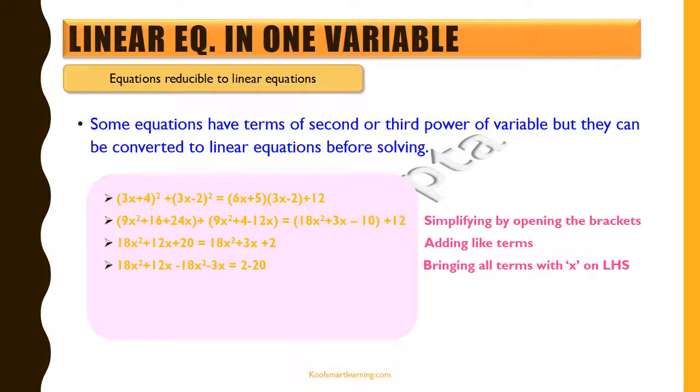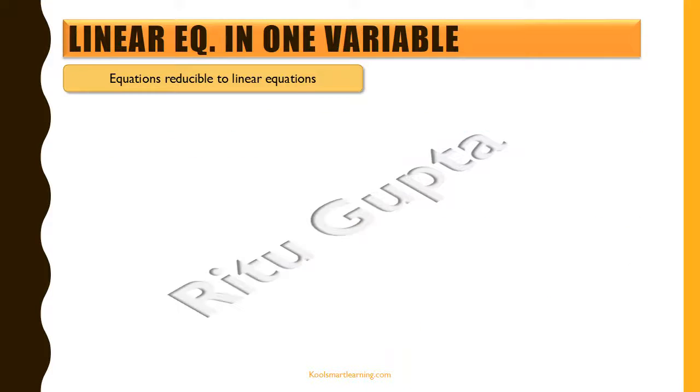Or you could simply say that we bring all the terms of x on the left hand side and all the constant terms on the right hand side, and here is what we get: 18x squared plus 12x minus 18x squared minus 3x equal to 2 minus 20, and that is where we get 9x is equal to minus 18, and that's clearly a linear equation in one variable. So x is equal to minus 2 is the answer for this.